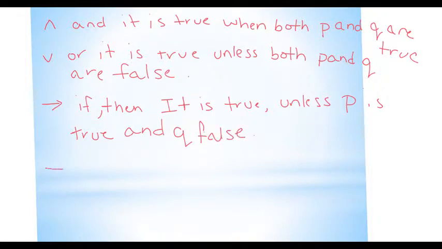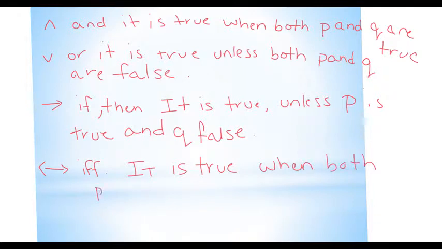And then our last one is our biconditional. It's our if and only if. And remember, it is true when both P and Q are both true or they're both false. So the symbols have to be the same.